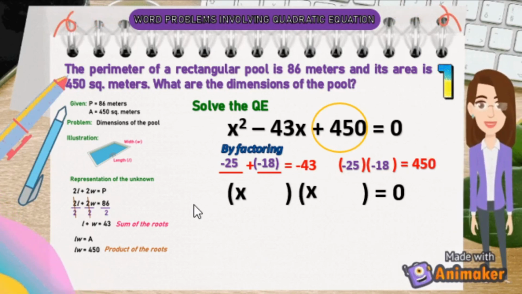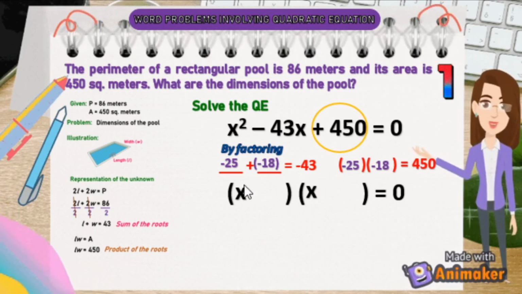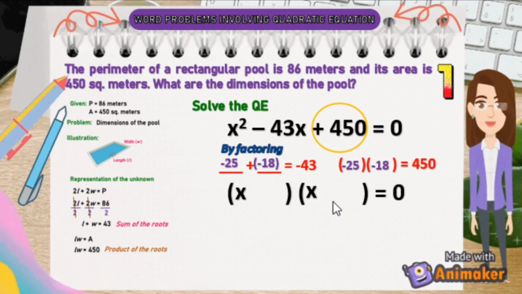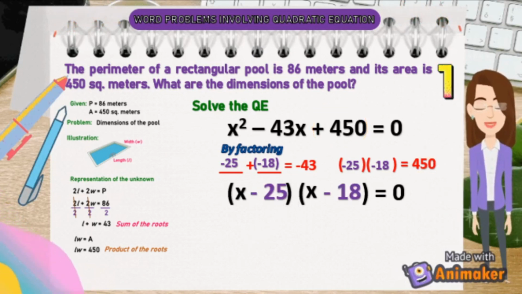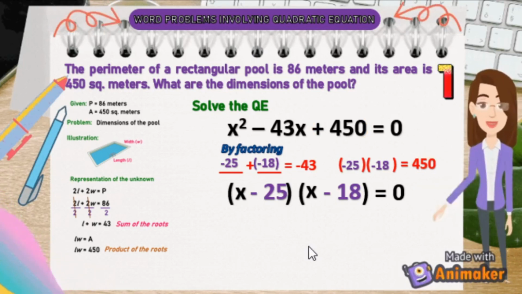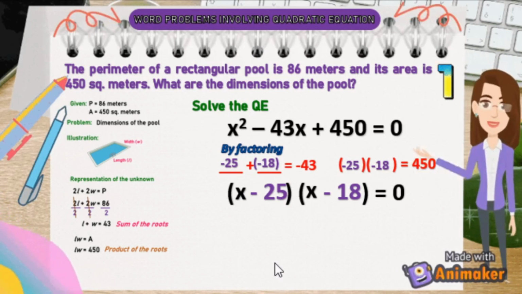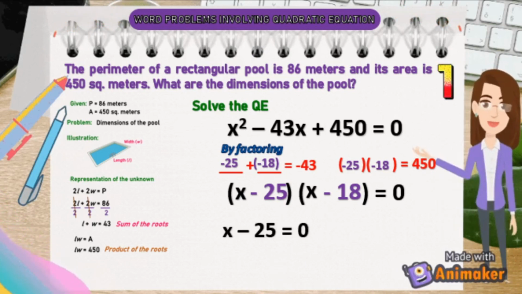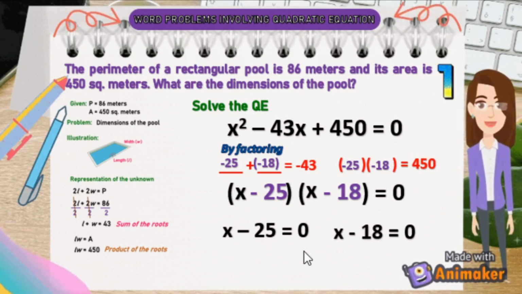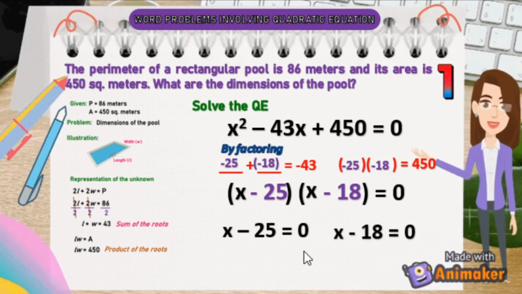So, therefore, negative 25 and negative 18 ang kukumpleto sa ating binomials. So, therefore, magkakaroon tayo ng x minus 25 multiplied by x minus 18 is equal to 0. And then, equate natin sila sa 0 or simply paghiwalayin natin sila. So, magkakaroon tayo ng x minus 25 is equal to 0 and x minus 18 is equal to 0.